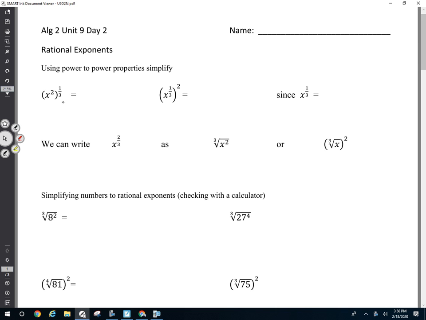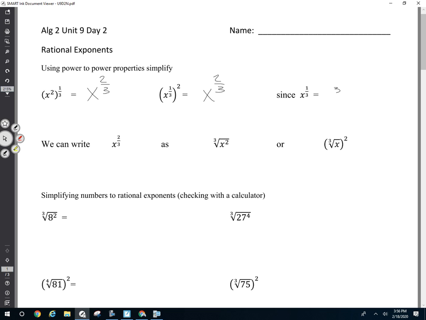What's x squared to the 1/3? 2/3. Is it like anything else that I could simplify? No. What's x to the 1/3 squared? Same thing. Exact same thing, because when you take a power to a power, you multiply.